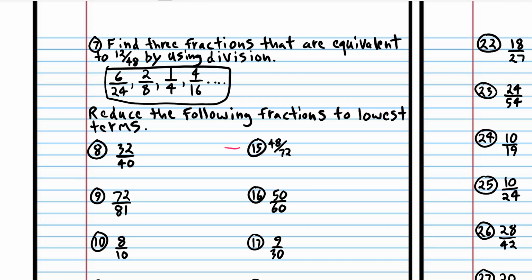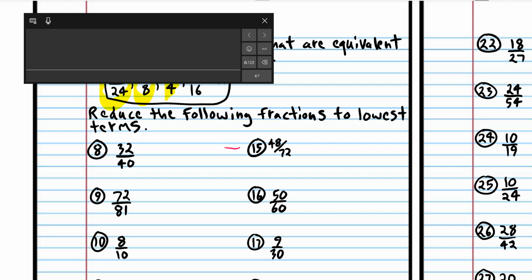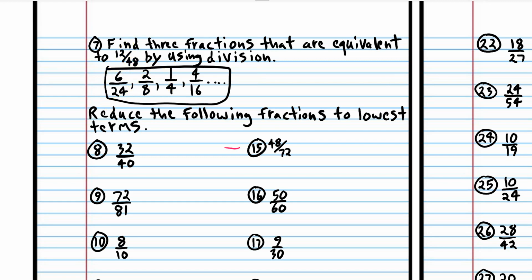But when you divide both the numerator and the denominator and make the numbers as small as possible, notice we got 6 over 24, we got 2 over 8, we got 4 over 16, but the smallest numbers possible were 1 over 4. When you reduce a fraction, when you find an equivalent fraction by dividing and making the numbers smaller, and you get to the smallest numbers possible, that's called reducing the fraction. We want the smallest numbers possible.